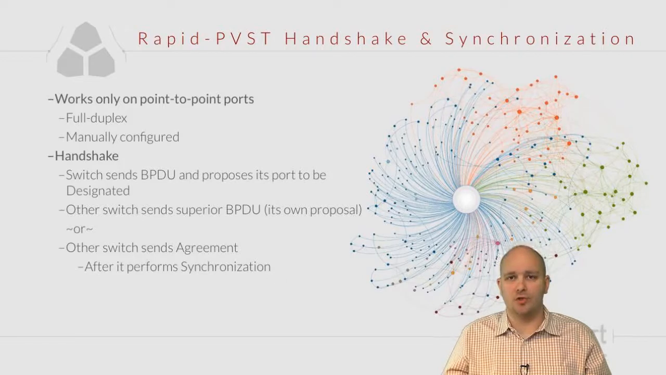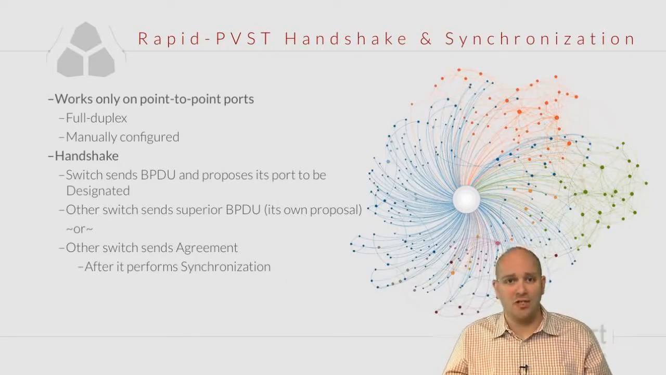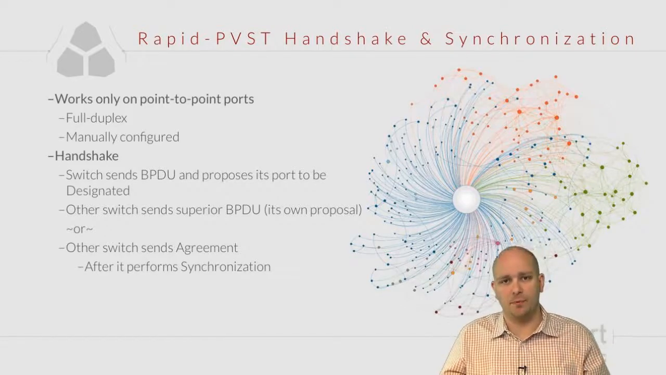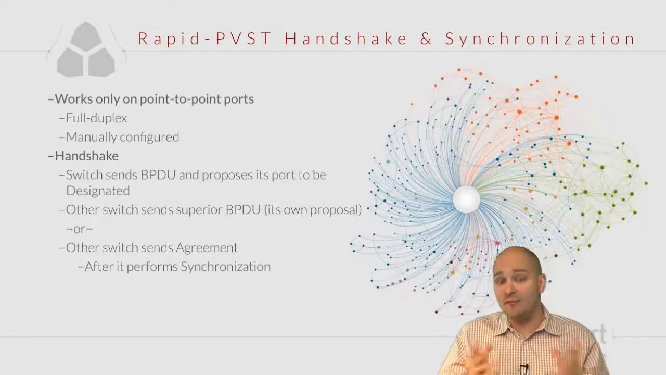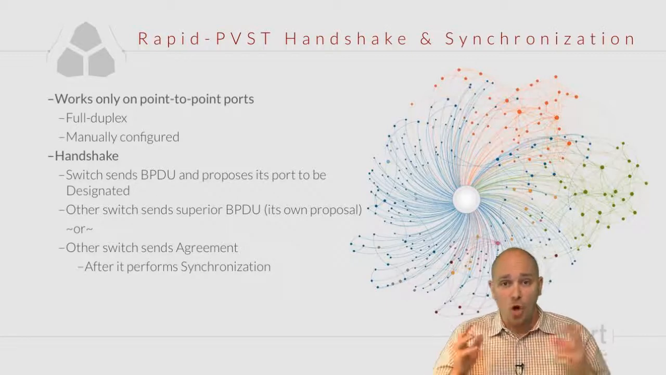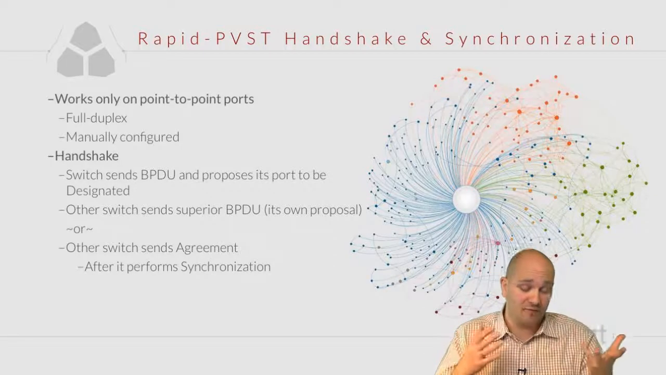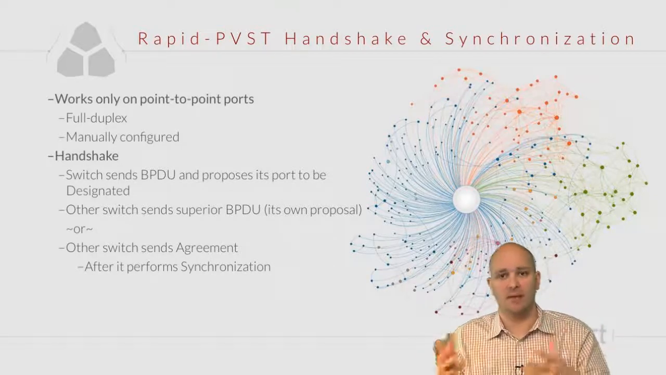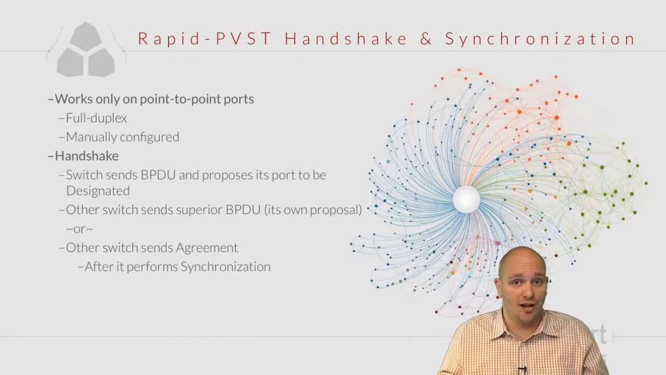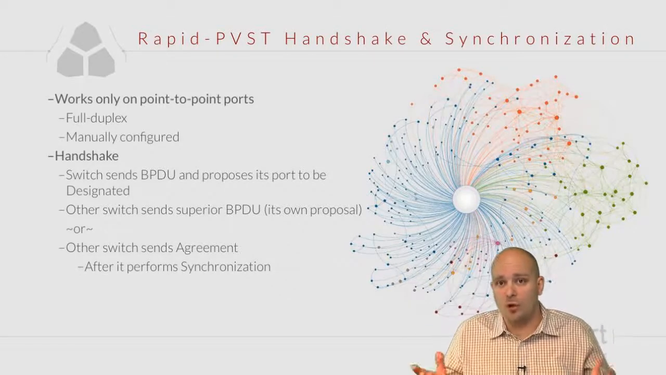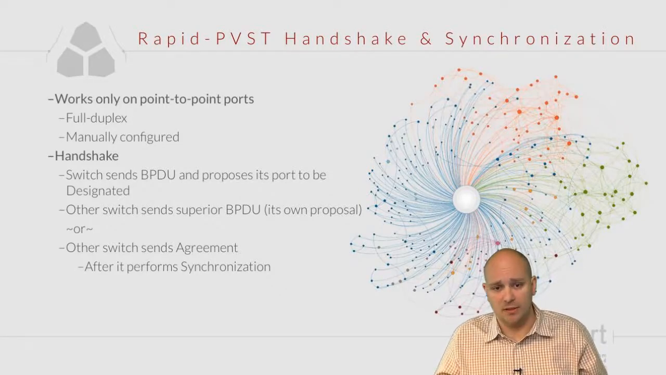The reason why this works only on point-to-point ports is that this whole idea of handshake, of the exchange of these proposal and agreement messages, is supposed to be happening between only two devices. If we have more than two devices involved on the same network segment, we cannot use this process. And if we have a half duplex connection, that may imply that we have a hub, and if we have a hub, that means that we have multiple devices connected to that network segment, and of course we cannot use this process. So this is the first safeguard that is put in place.